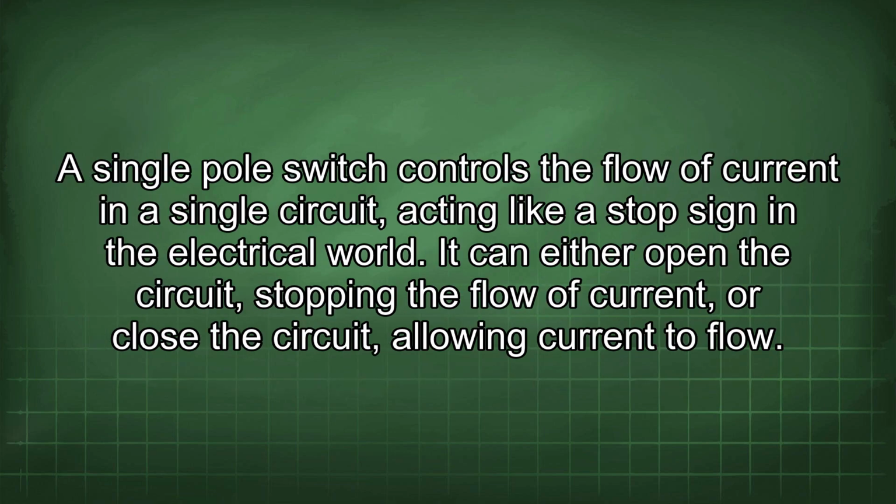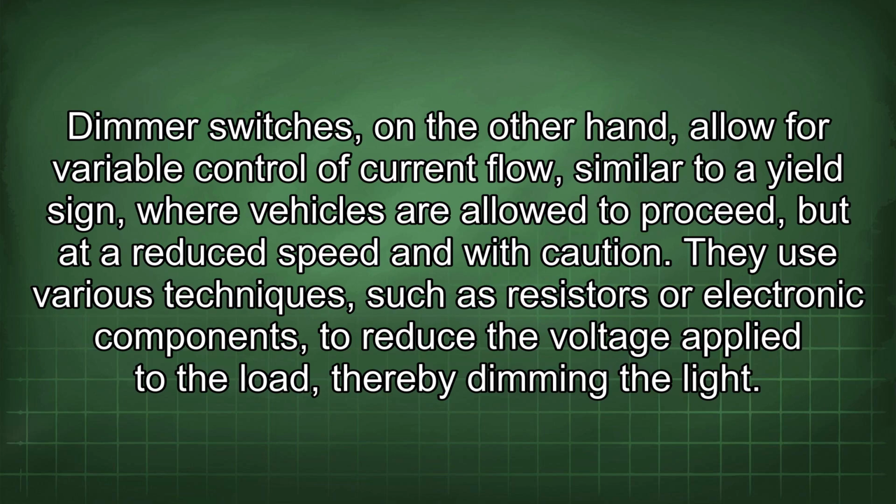A single pole switch controls the flow of current in a single circuit, acting like a stop sign in the electrical world. It can either open the circuit, stopping the flow of current, or close the circuit, allowing current to flow. Dimmer switches, on the other hand, allow for variable control of current flow, similar to a yield sign, where vehicles are allowed to proceed, but at a reduced speed and with caution. They use various techniques, such as resistors or electronic components, to reduce the voltage applied to the load, thereby dimming the light.